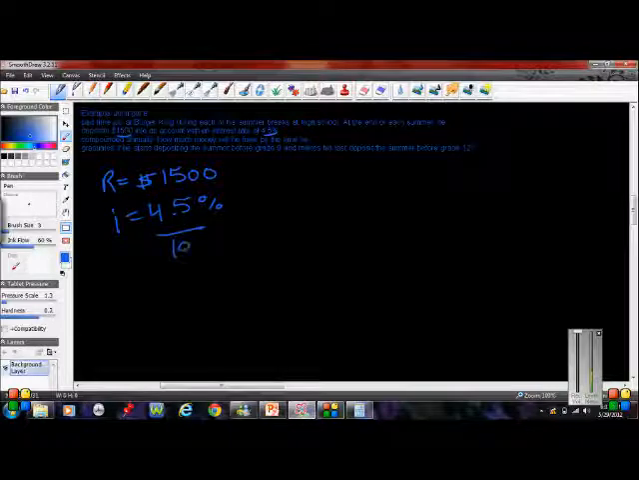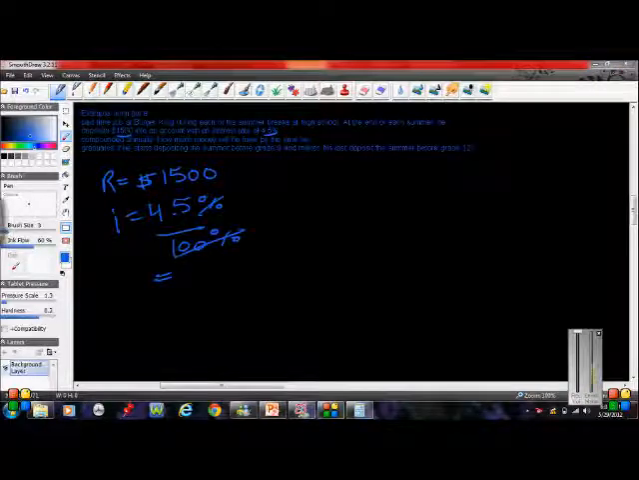And let's, like always, get rid of the percentages. So 4.5% divided by 100 gives us 0.045. That's the number that we'll be using in our calculations. Okay, moving on. Now, next what we have is time. Okay, so time is pretty simple.